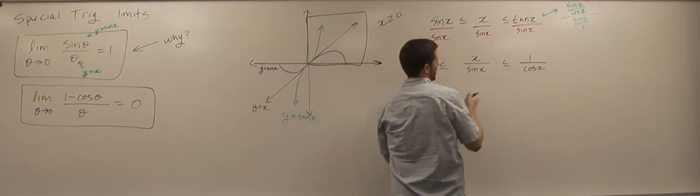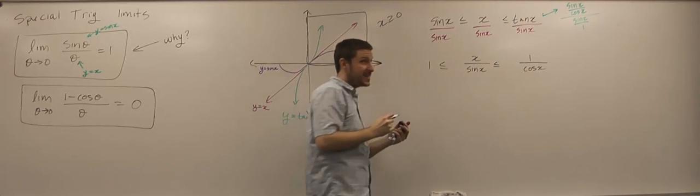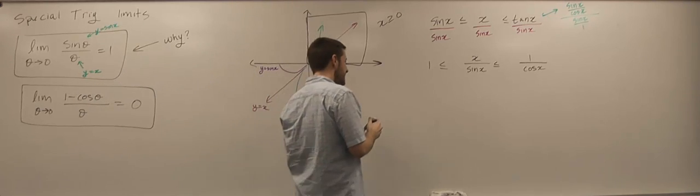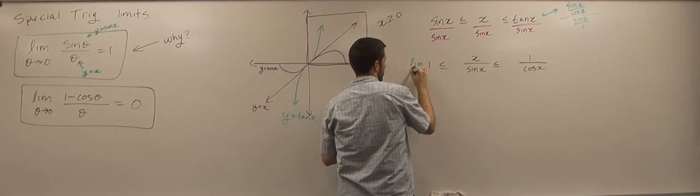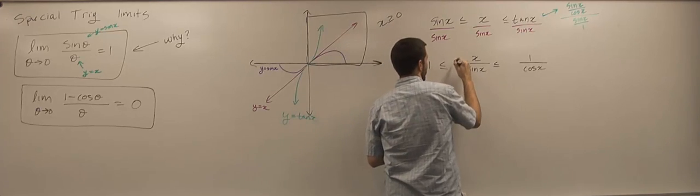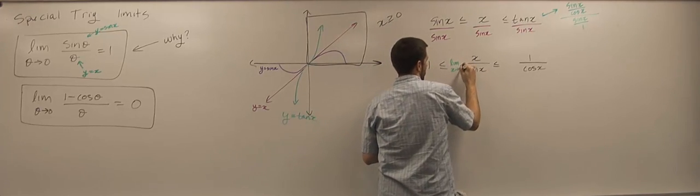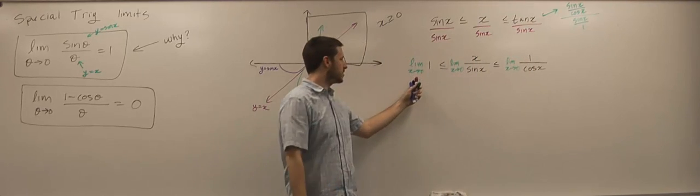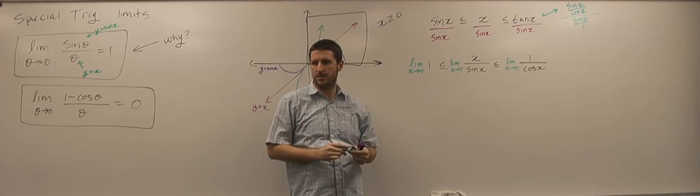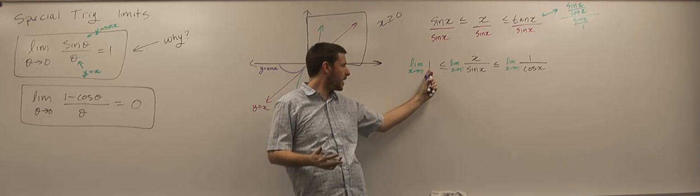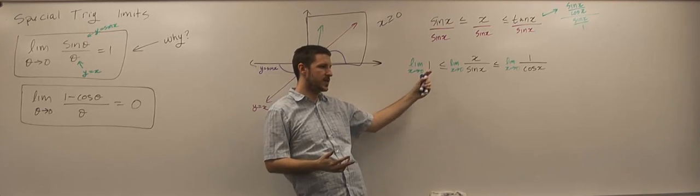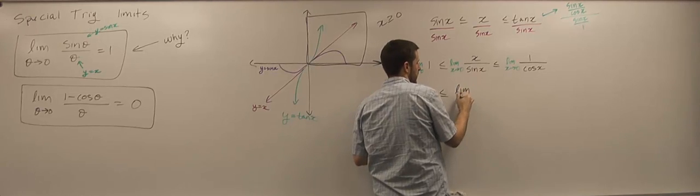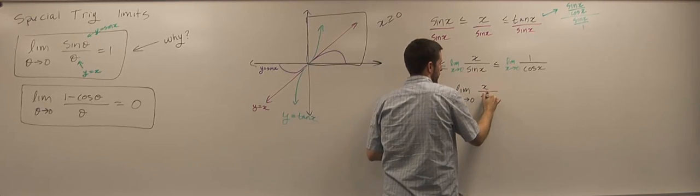Guess what I can do now? Squeeze, squeeze, squeeze. Boom. Take the limit as x goes to 0 of these bad boys. What's the limit as x goes to 0 of the constant 1? 1. This is always 1. I don't care what you make x go to, you're always getting 1 out of this. This guy I'm going to leave alone. It's too messy for me.